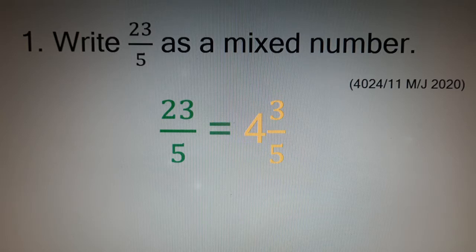Then children, the answer is 4 3 upon 5. 4 3 upon 5. This is a mixed number. So this is the way you have to change an improper fraction to a mixed number. There you should divide the numerator by the denominator.